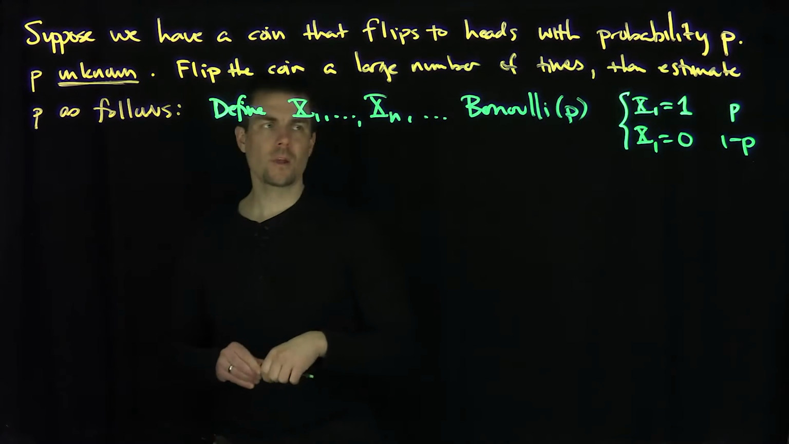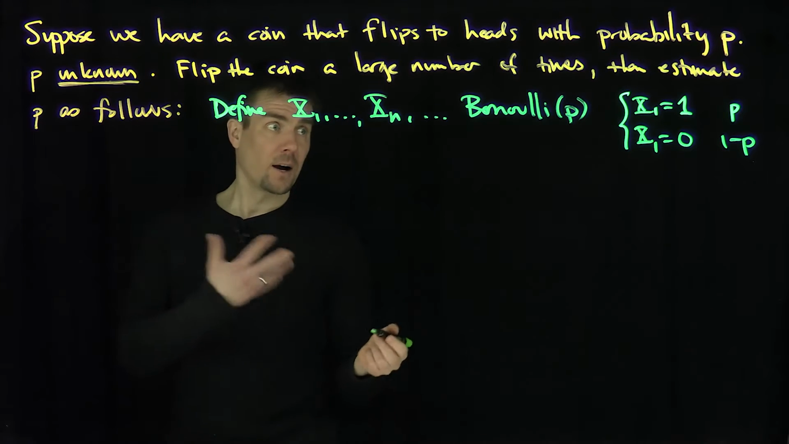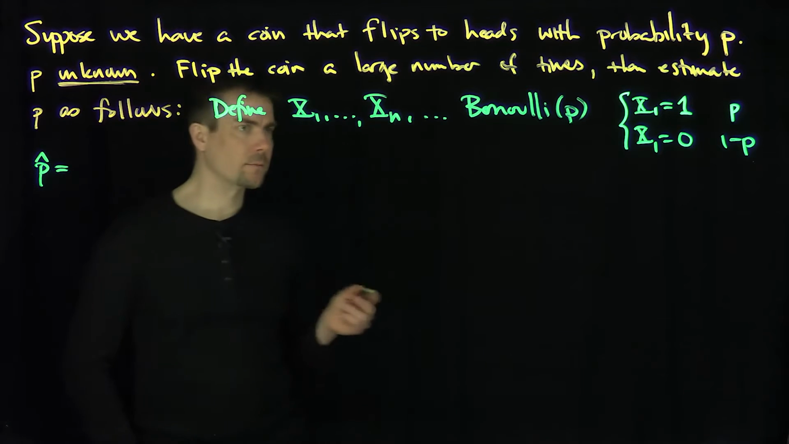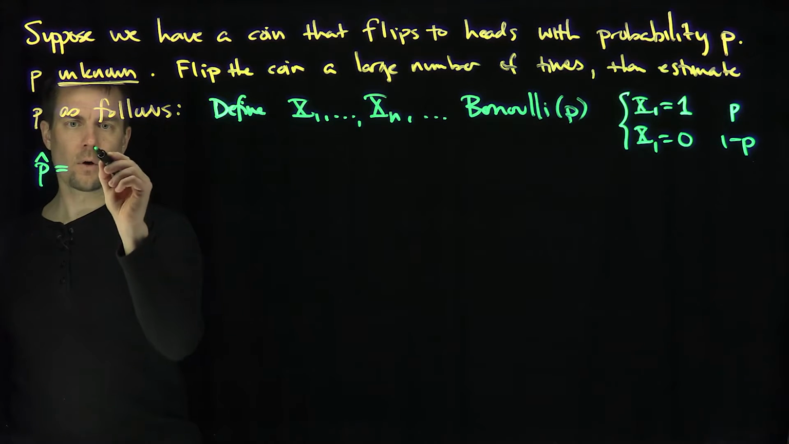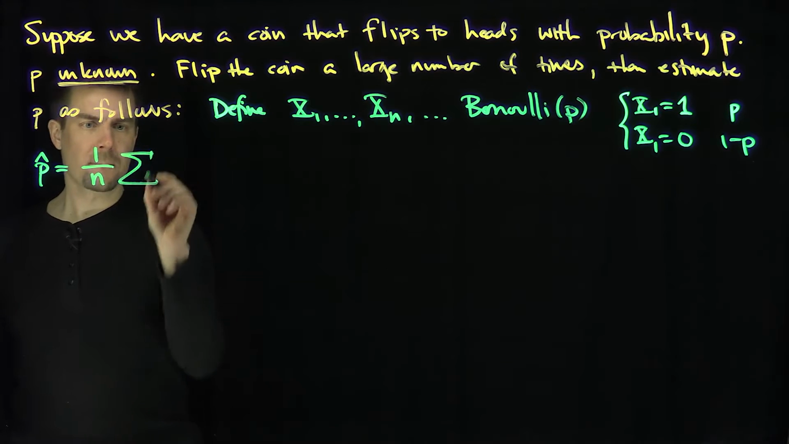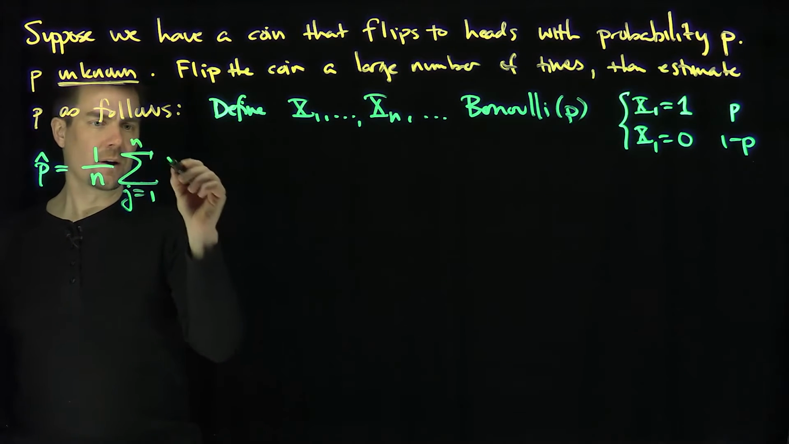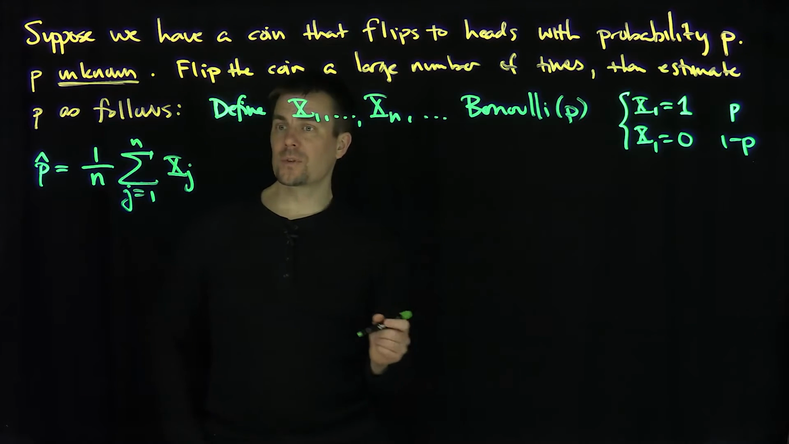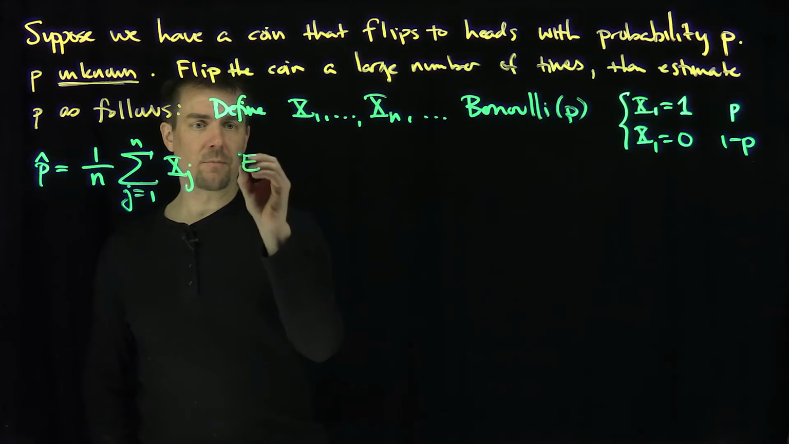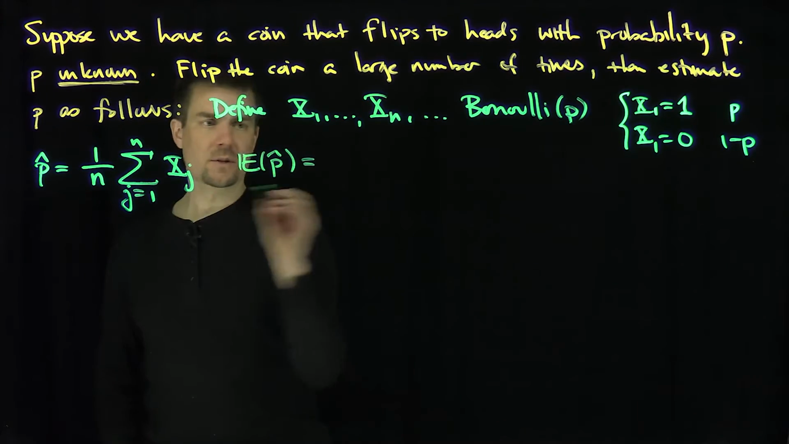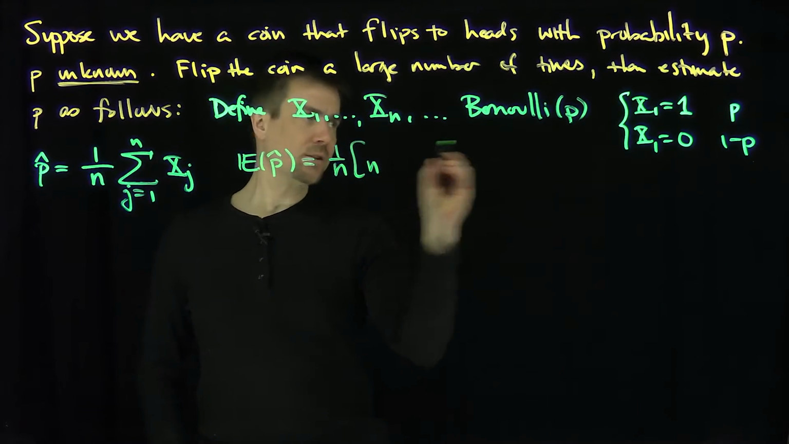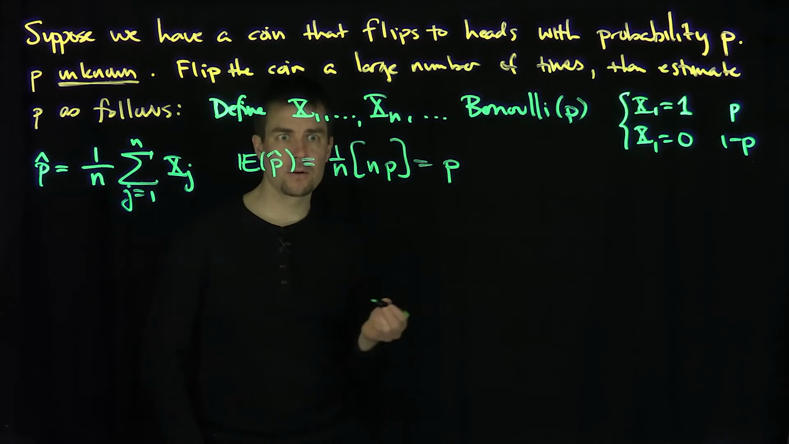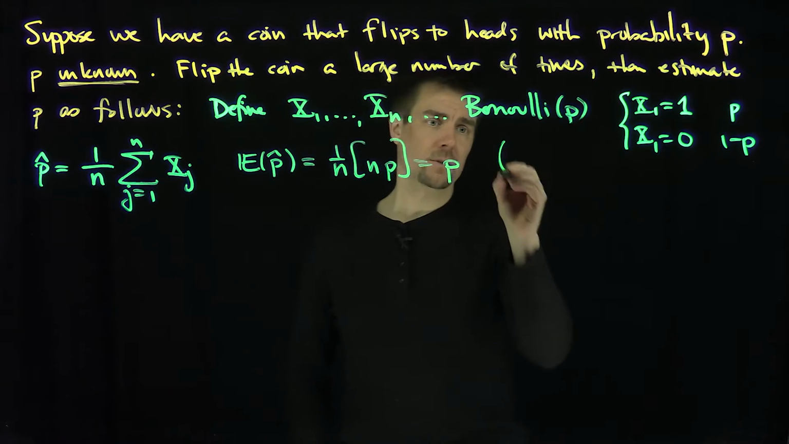Okay? All right, then how will I estimate p? I'm going to estimate p by p hat, which is just 1 over n times the sum, j goes from 1 to n of these xj, the sample mean of those xj. So then what's the expected value of p hat? The expected value of p hat is 1 over n, and then there's n of these things, and each of them has expected value p. So the expected value of this estimator is p, which shows this is an unbiased estimator.